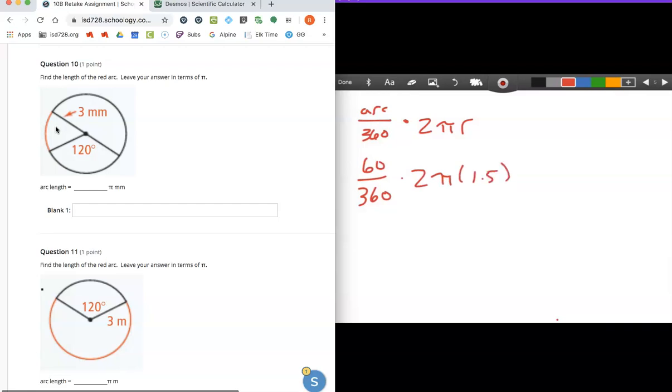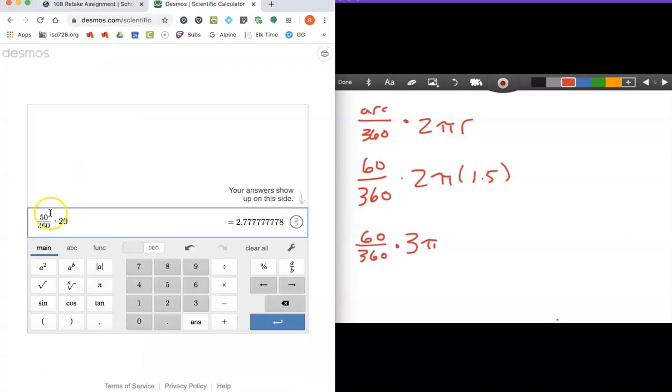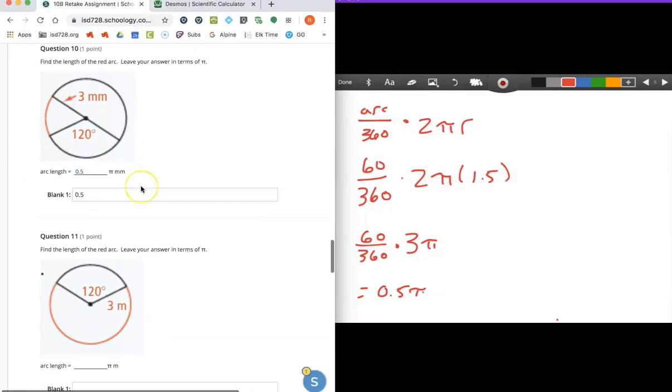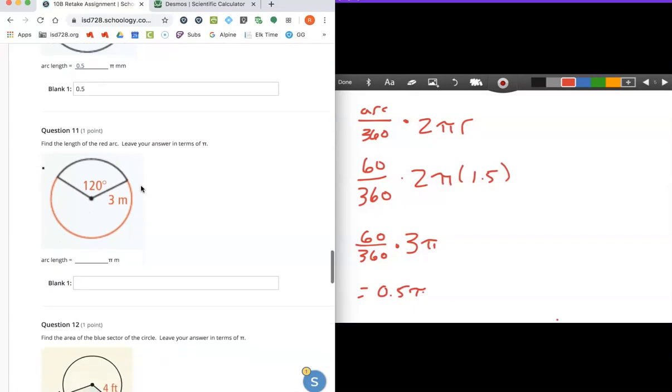Okay, so 60 over 360, that is 1/6. If you're going to the calculator, you don't have to simplify that. We're doing 1/6 of 3 pi. So when we do 60 over 360 times 3, we're going to get basically 3 divided by 6, which is 1/2. So this is 0.5 pi. You might have been able to type in 1/2 pi. I'll check on that after this video. Again, the pi is part of the answer, so we're not going to type that in, and we're not going to punch it in the calculator.